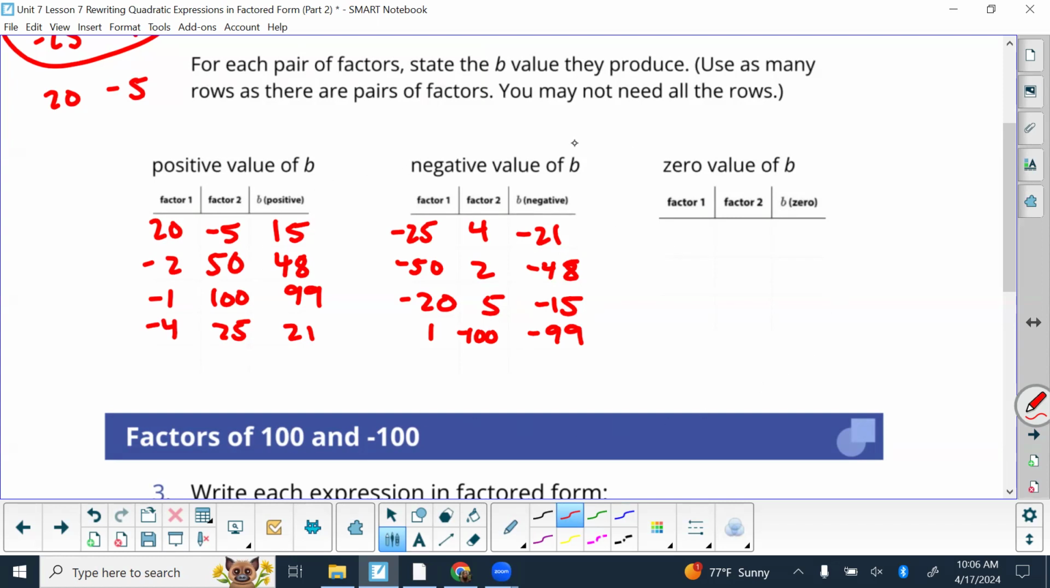Liliana, another pair. And what table should that go in? Good. Because when I do add them, I do get a 0. So I actually wouldn't have an x term at all, like 0 times x would be 0. So my value b would be 0. Class, are there any others at all that we missed?